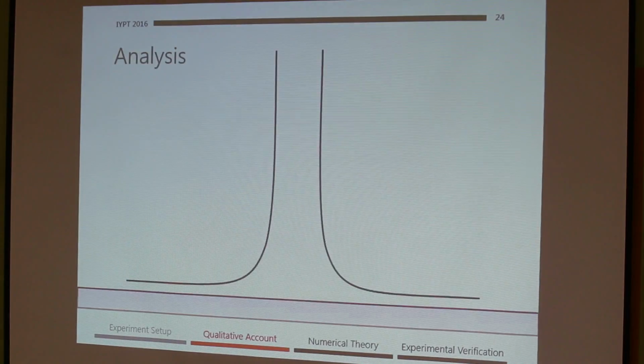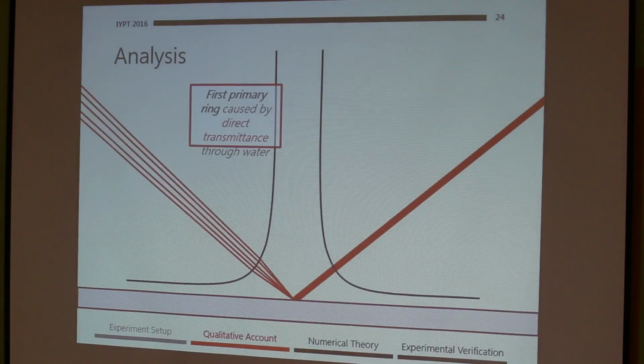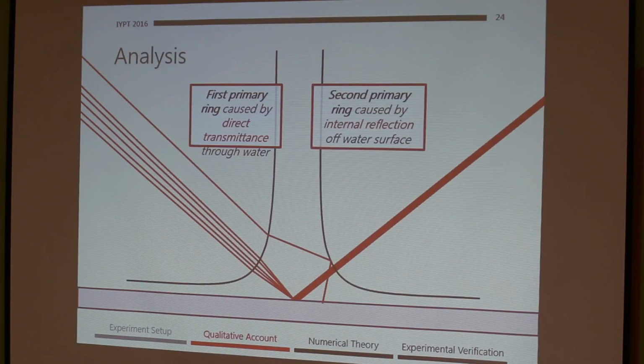To understand this, we go back to our model, and we see that the first primary ring is caused by direct transmittance through the water surface, as can be seen in this illustration. And the second primary ring is caused by a single internal reflection off the water surface.